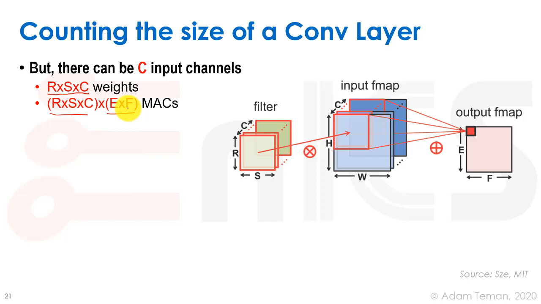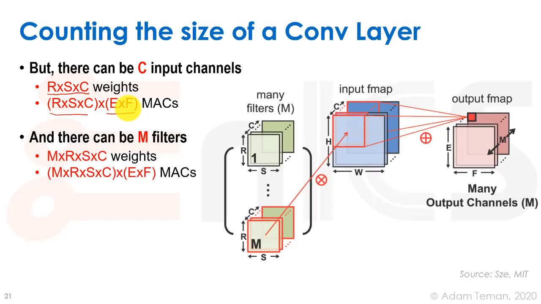Okay, but that's not enough because we might have M filters. So instead of 1 filter that is depth C, we have M of these filters that are depth C. So now instead of R by S by C weights, we have M times R by S by C weights. And that means we're going to have M times R by S by C times E times F MACs. So we're going to have M outputs, and each of them are going to be size E by F. So M times E by F times the size of a filter, which is R by S by C.